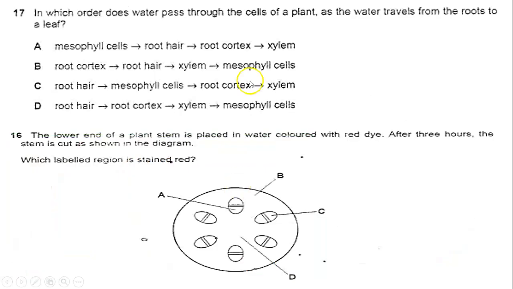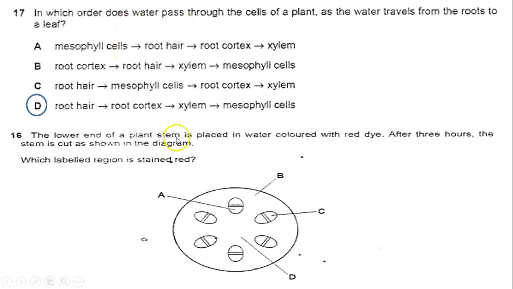Now let's answer some questions. In which order does the water pass through the cell of a plant as the water travels from the root to the leaf? The order that we just talked about: root hair, root cortex, xylem, and then mesophyll cells.